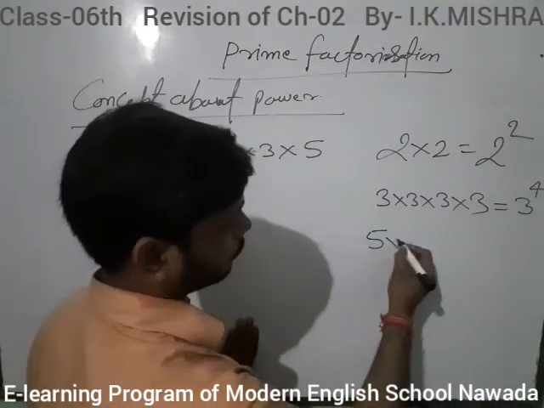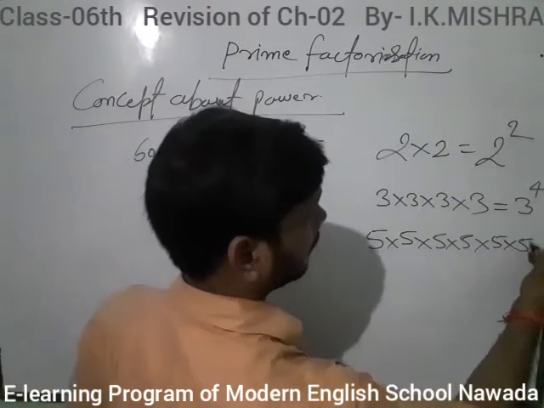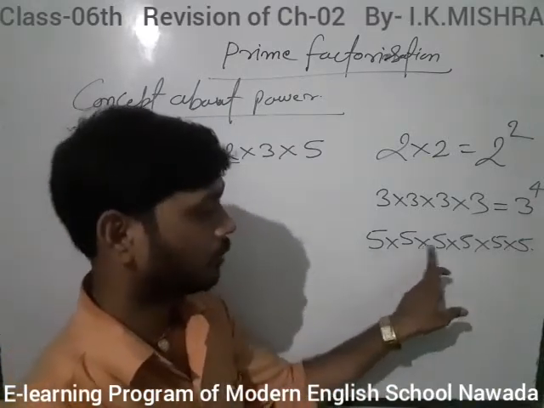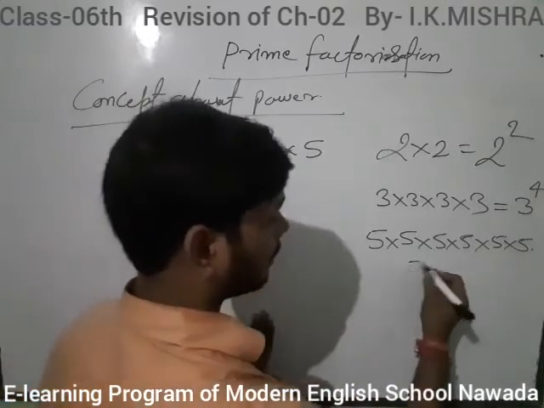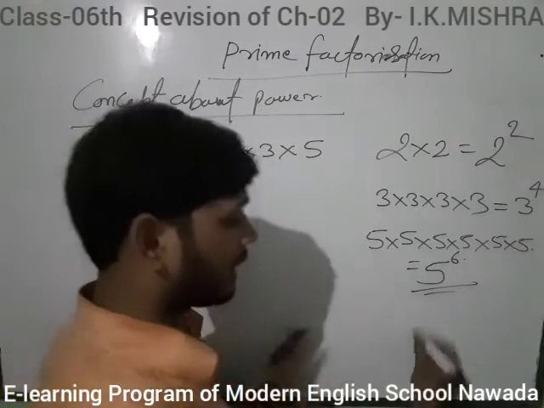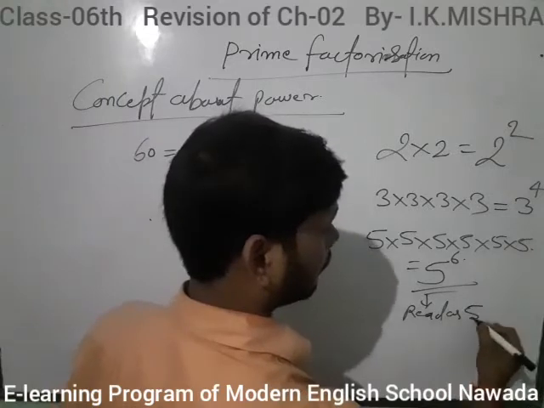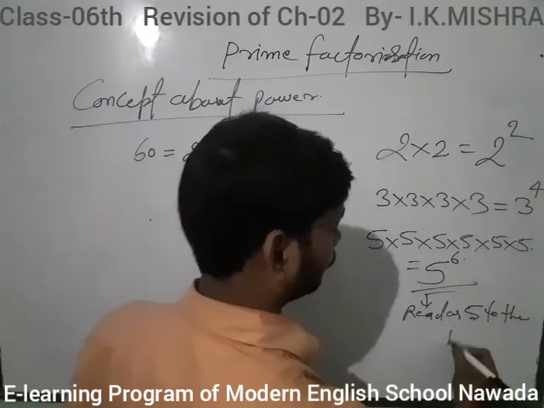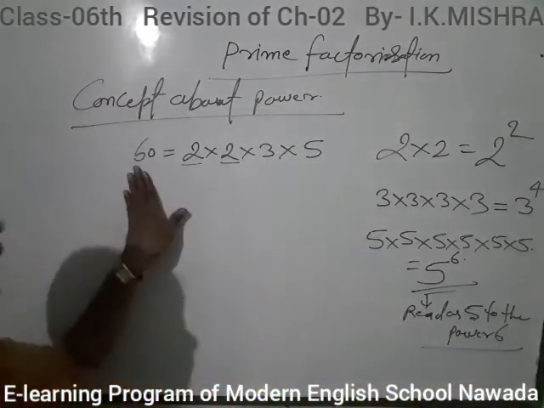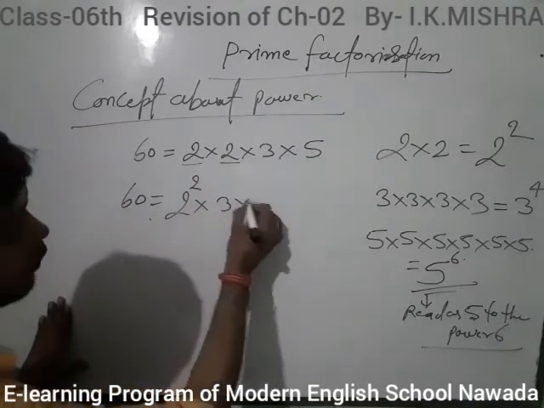Suppose here we write 5 into 5 into 5 into 5 into 5 into 5. Students, how many 5s are written here in the product? 1, 2, 3, 4, 5, 6. That means you can write 5 to the power 6, and it is read as 5 to the power 6. Similarly, you can write here 60 equal to 2 to the power 2 into 3 into 5.